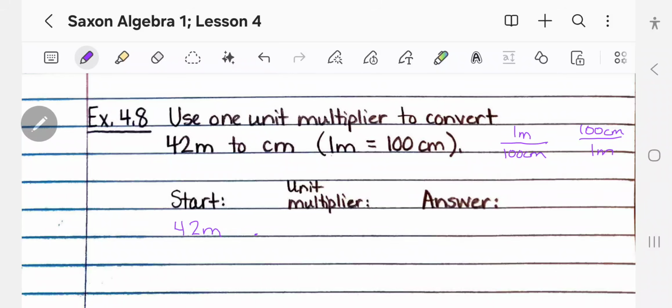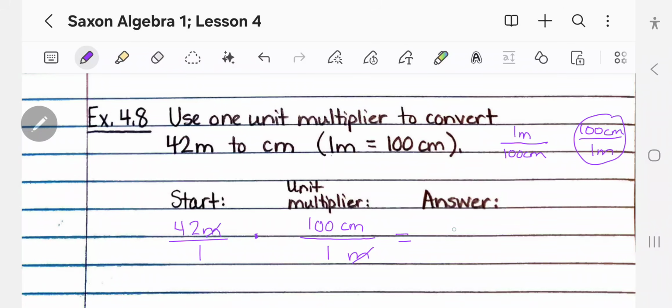And we get to choose based on what we need to cancel. So let's put this over 1. We're going to need a meter in the denominator, so it will cancel like this. So let's pick this one. Let's put 100 centimeters over 1 meter. And then we can just multiply straight across.